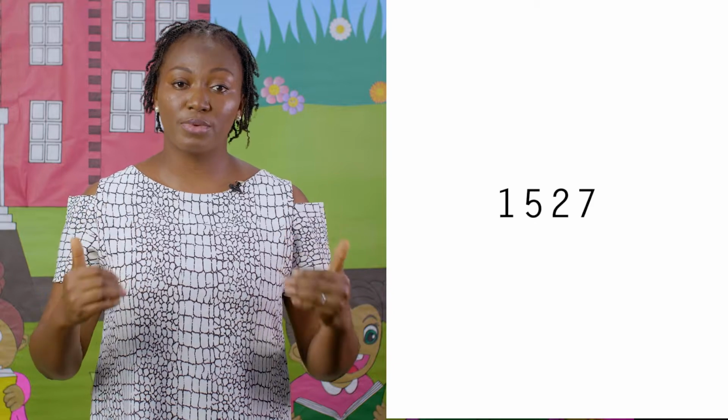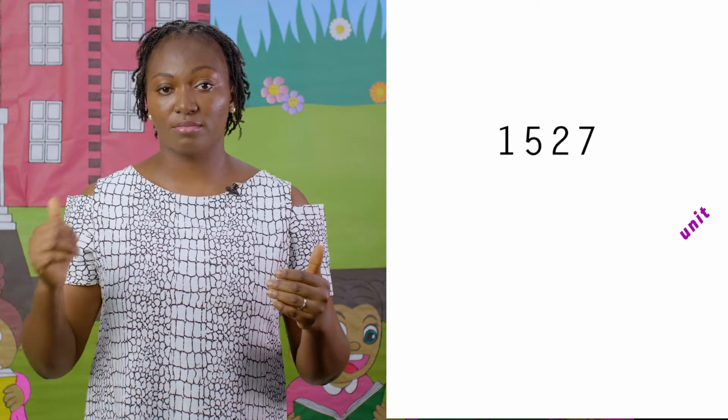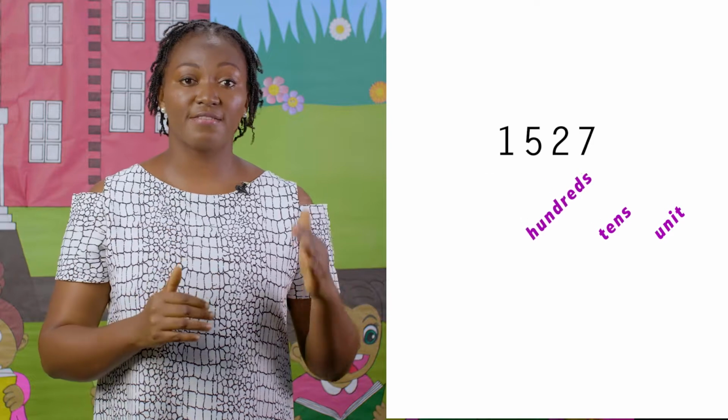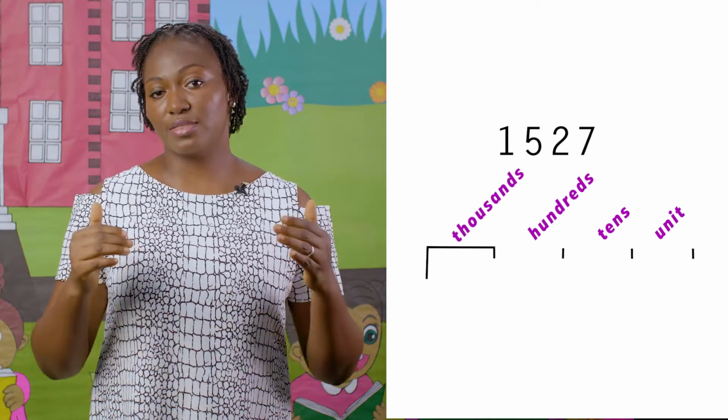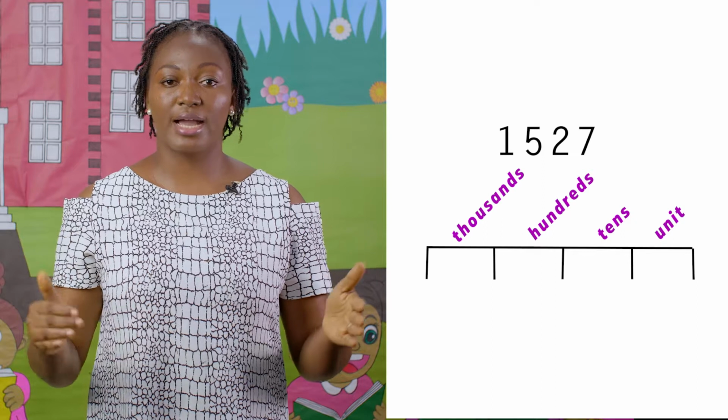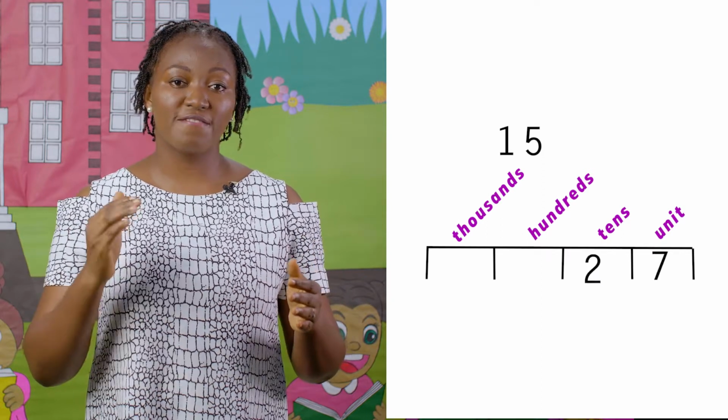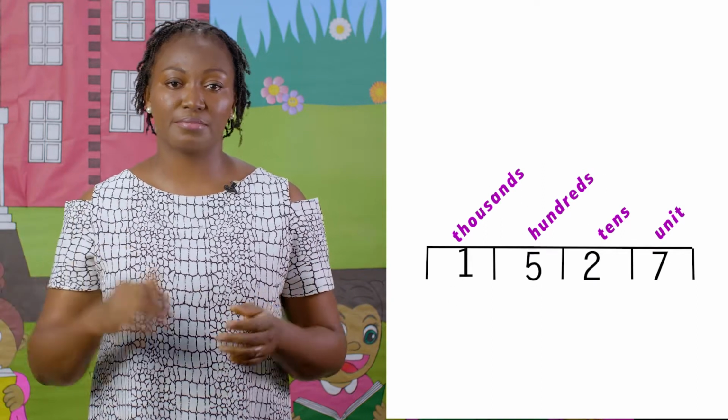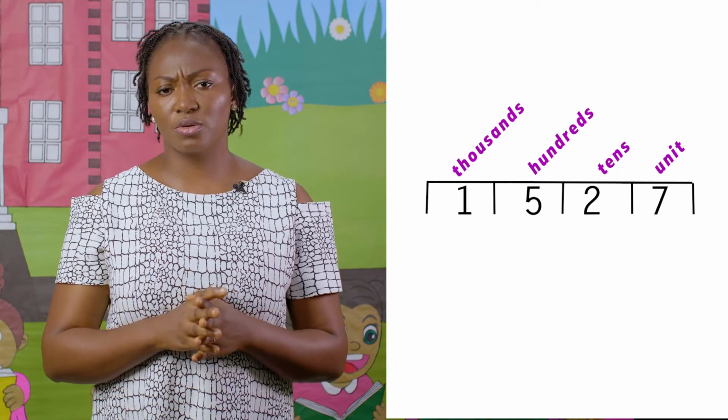What do I mean? Given a number such as 1527, how do I name it? Let's write out my place value first, starting with unit, tens, hundreds, and thousands. I put the numbers right under them to have 7, 2, 5, and 1. Now with this, I can read my number as 1,527. The number seems small, yes.